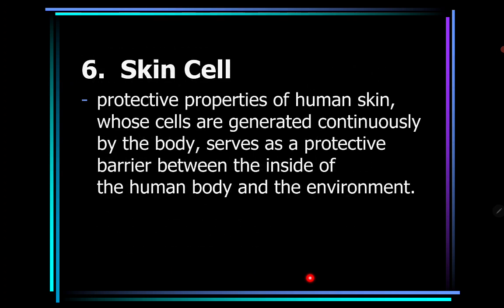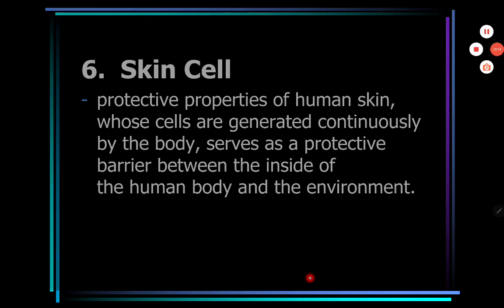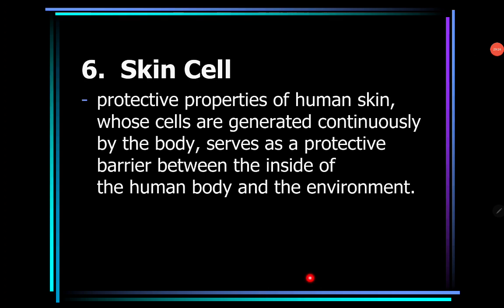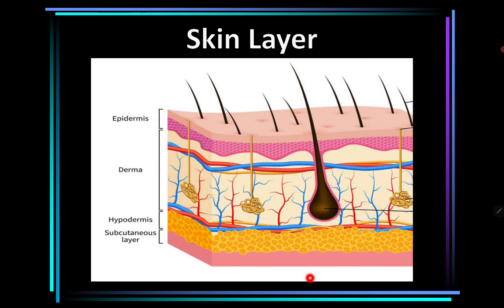Now we have the skin cell. The protective properties of human skin, whose cells are generated continuously by the body, serve as a protective barrier between the inside of the human body and the environment. So let's take a look at the layers of the skin. We have here the epidermis. I believe you are familiar with these layers of the skin. We have the dermis, the hypodermis, and of course the subcutaneous layer. So those are the layers of the skin.